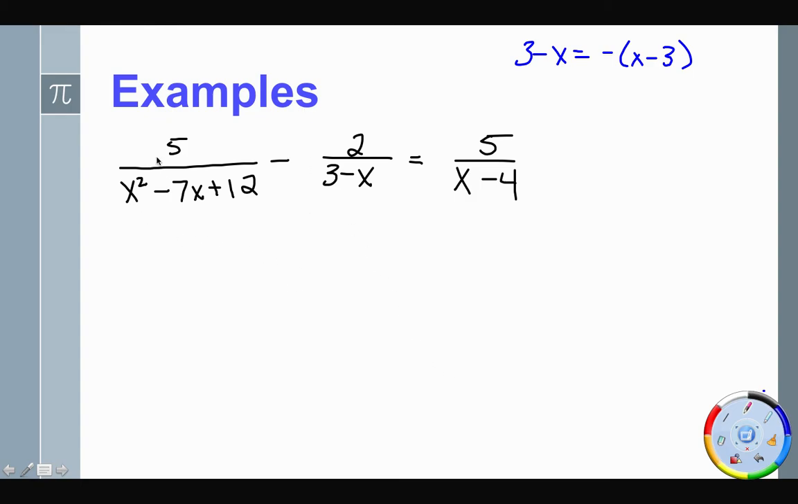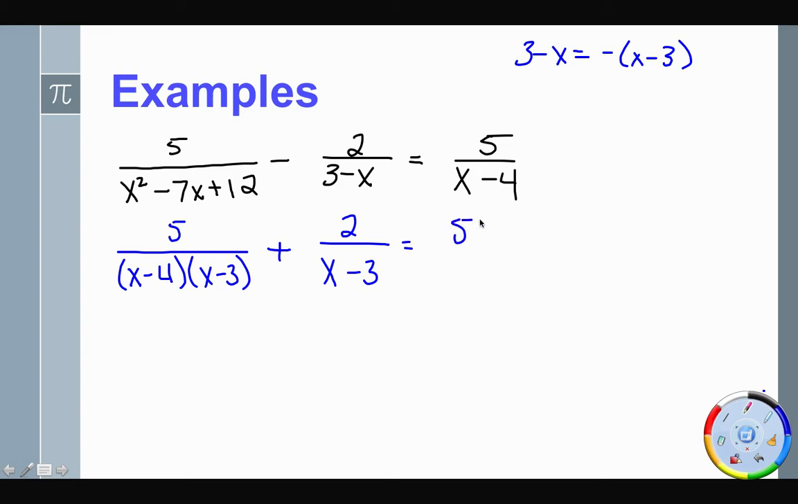So we're going to do that in the next step, but I need to factor this quadratic because I need to know the common denominator. So here we're going to go x squared minus 7x plus 12 becomes x minus 4 and x minus 3. Now, notice this is a minus sign, but I want the opposite of x minus 3, so I'm going to change this to a plus, and I'm going to change this to x minus 3. And now I get a nice simple equation.